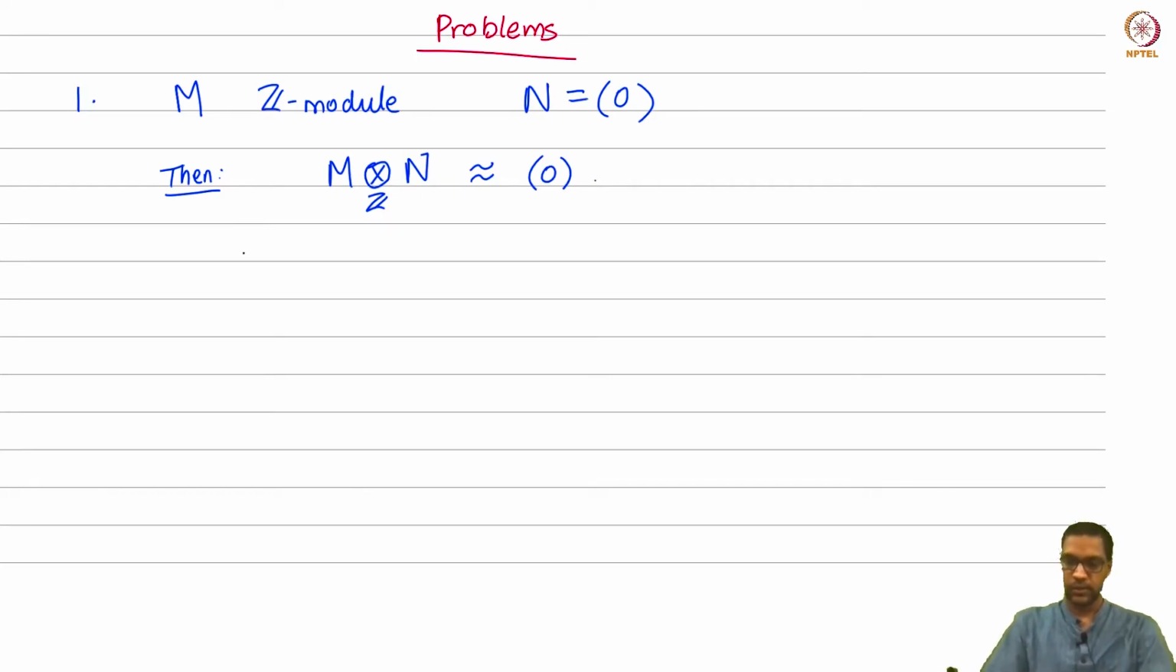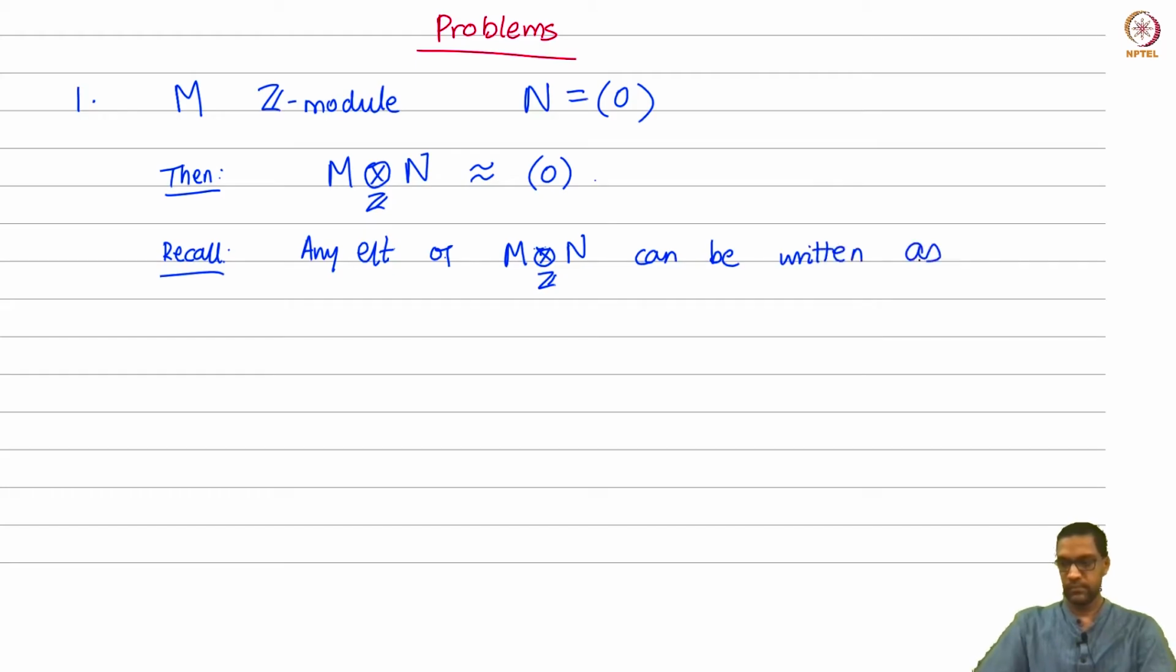Okay, so what is the typical element of the tensor product? Recall, this is one of the facts: every element has the following expression. Any element of M tensor N can be written as a sum of Mi tensor Ni, some finite sum, let's say. Now Mi comes from M, but Ni comes from N, which means the only possibility is that Ni is 0. Right? So what does this look like? It just looks like the summation of Mi tensor the element 0.